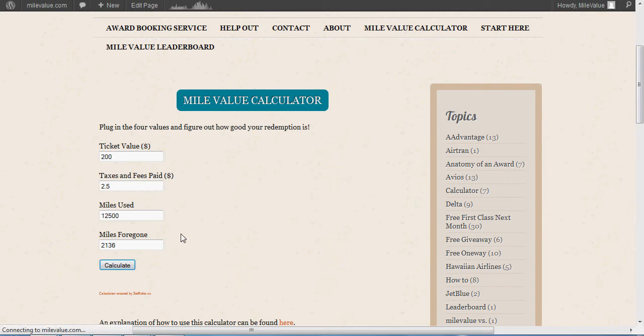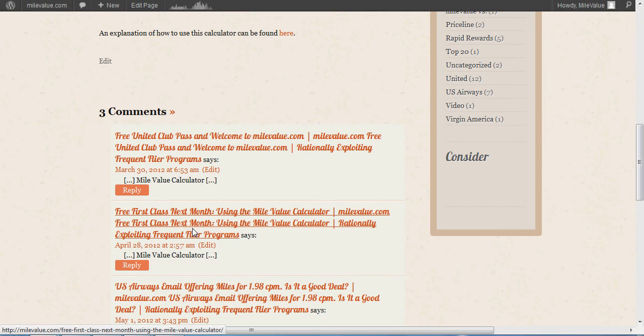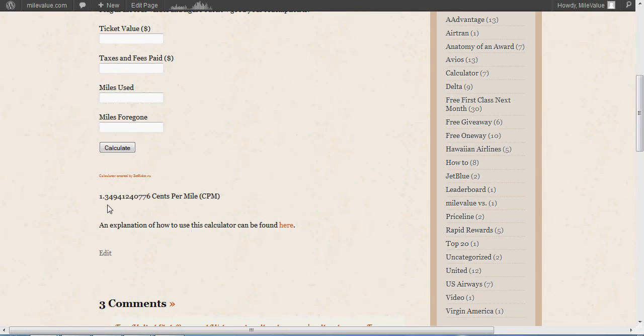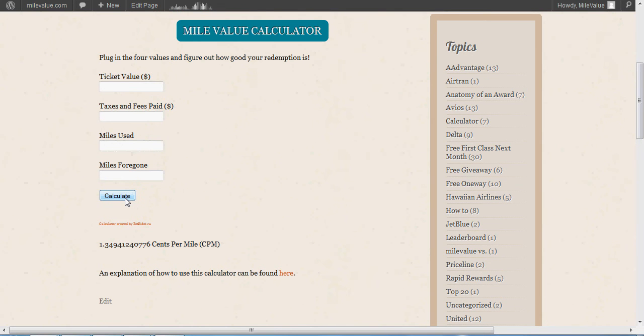And if you calculate, it runs it and spits it out on the same page, and you see that he's getting about 1.35 cents per mile. So not very good, since I value United miles at 1.81 cents. But that's how many he got for that redemption.